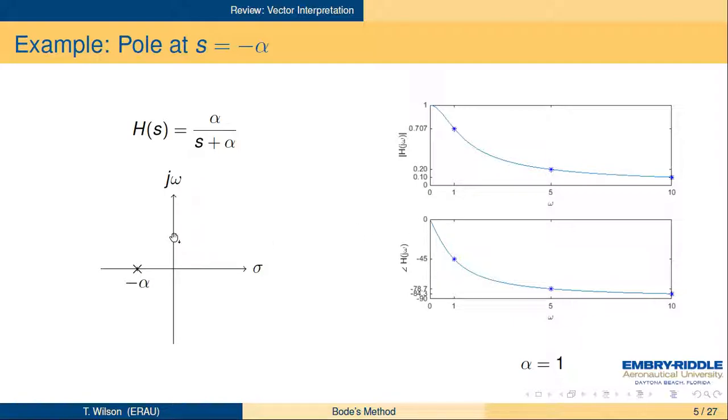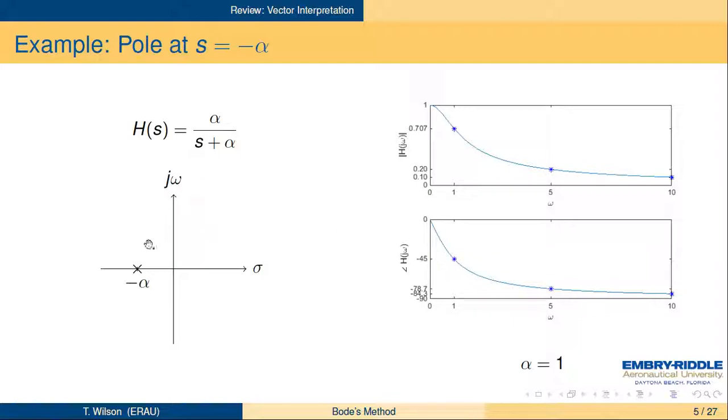Then when you get to the frequency ω equals alpha, the corner frequency, the vector from the pole to jω is a straight line, and it's of length root 2 alpha, because you've got alpha on the horizontal, alpha on the vertical, so the length there is root 2 alpha. And so the gain is 1 over root 2, which is 0.707. The angle from the pole to jω is plus 45 degrees. And since you subtract the angle from the pole, that turns out as minus 45 degrees in the frequency response.